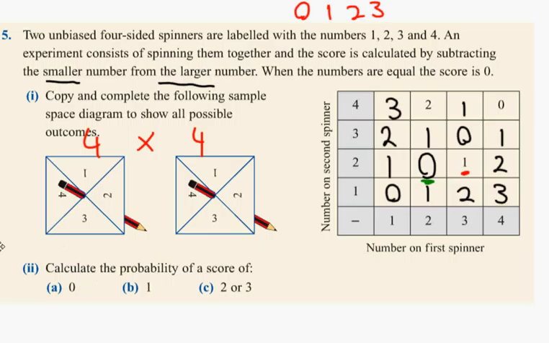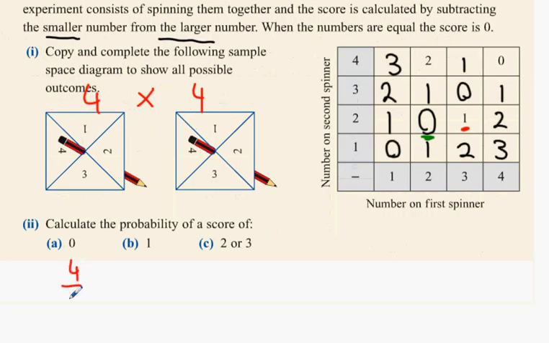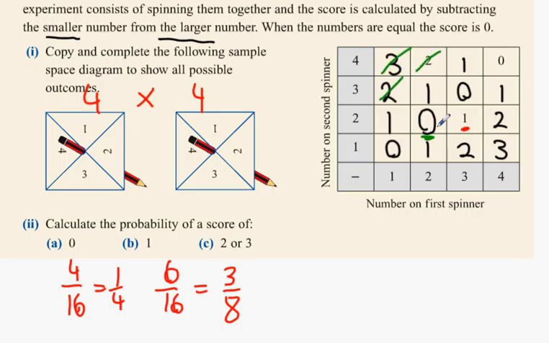So, calculate the probability of a 0. How many zeros do we have? 4 out of 16, which is a quarter. Now a score of 2 or a 3: 1, 2, 3, 4, 5, 6. 6 out of 16, which is 3 out of 8. Everybody alright with this? Okay.